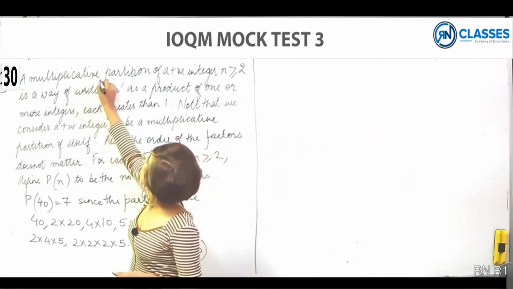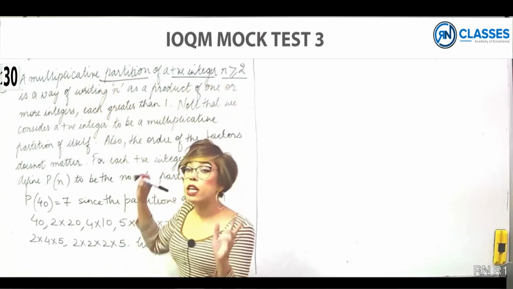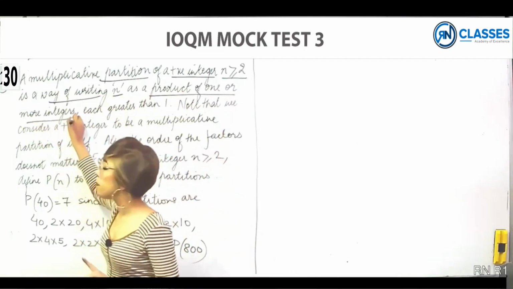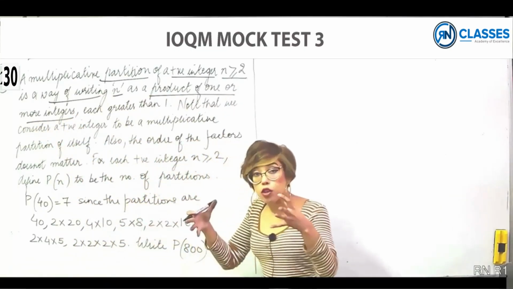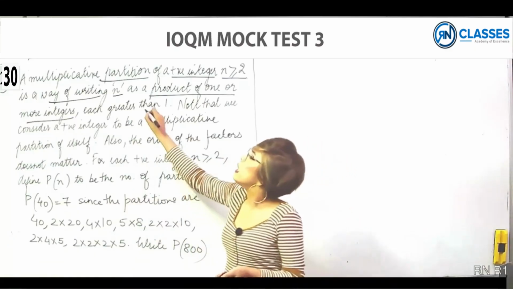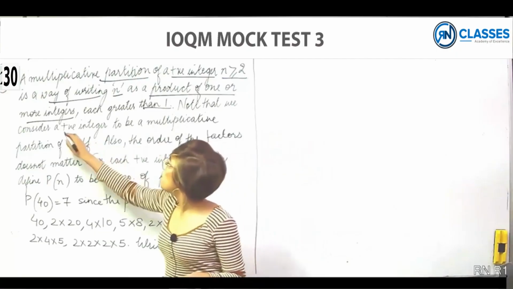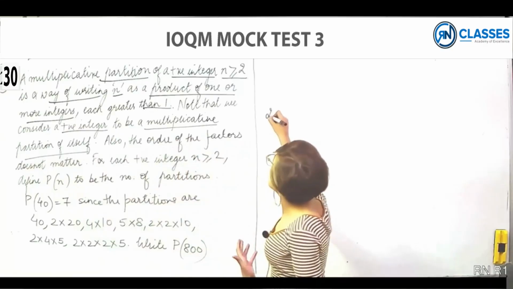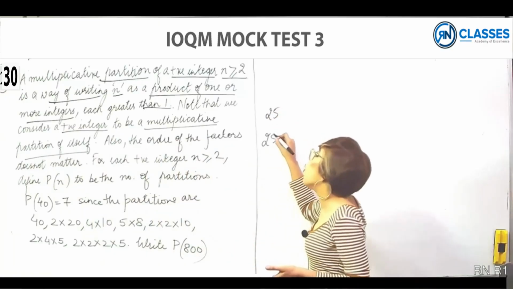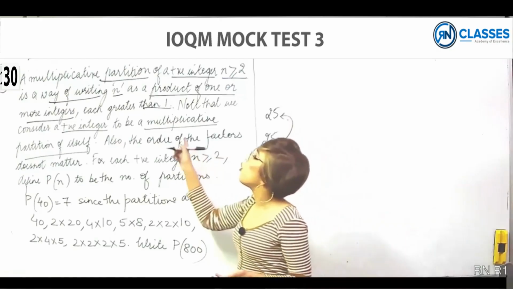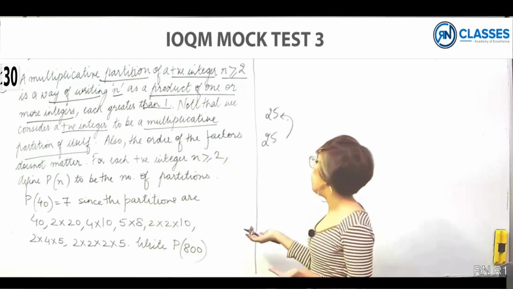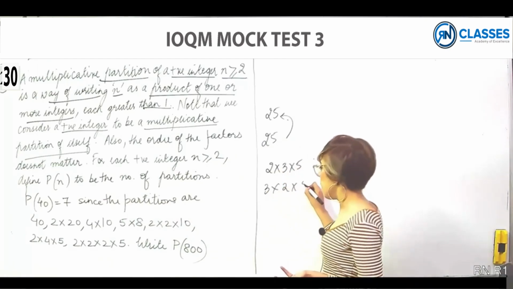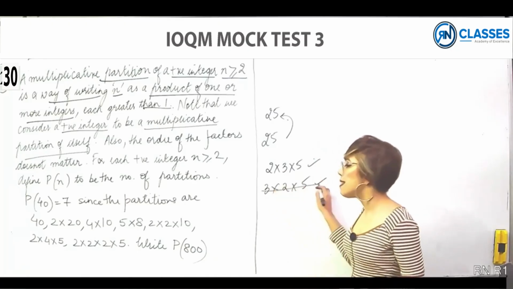A multiplicative partition of a positive integer n greater than or equal to 2 is a way of writing n as a product of one or more integers, each greater than 1. Note that we consider the positive integer to be a multiplicative partition of itself. That means if I have the number 25, the multiplicative partition 25 would also be there. Also, the order of the factors does not matter. Suppose 2 into 3 into 5 is there, and 3 into 2 into 5 is there. Order does not matter, so these are considered to be the same.